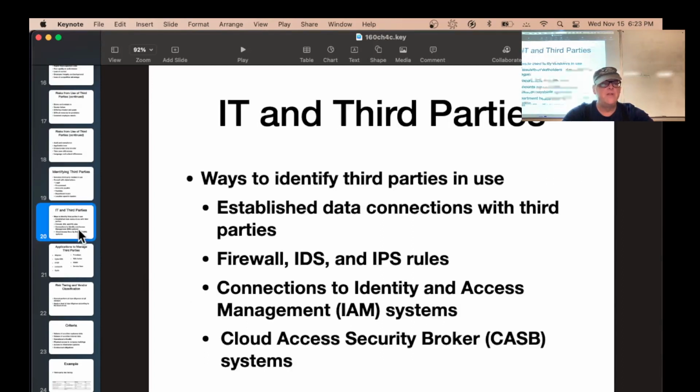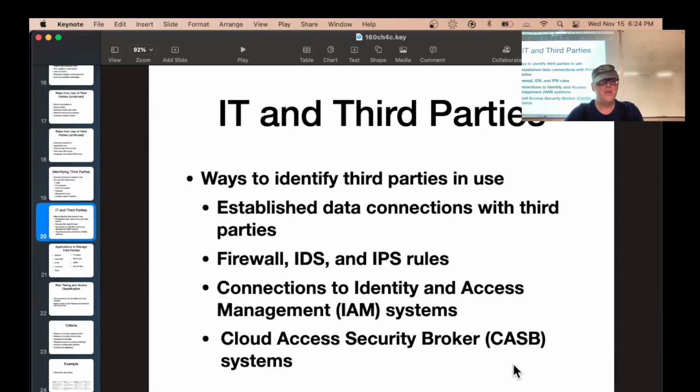And there's various places you can go to hunt for them. So, ways to identify your third party: you can look for data connections. You can look at your firewall, IDS, and IPS rules. That'll show what third parties you're going to. If you have a cloud access security broker, that would be great. That's what you should have.